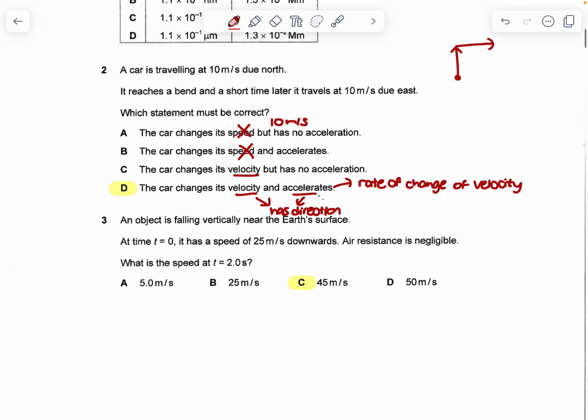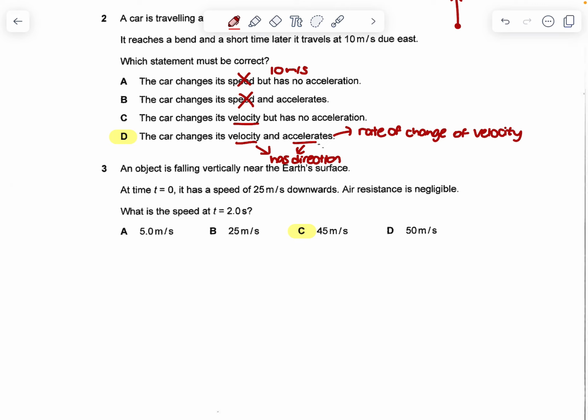Question 3. An object is falling vertically near the Earth's surface. At time t equals 0, it has a speed of 25 meters per second downwards. Its air resistance is negligible. What is the speed V at time t equals 2.0 seconds?